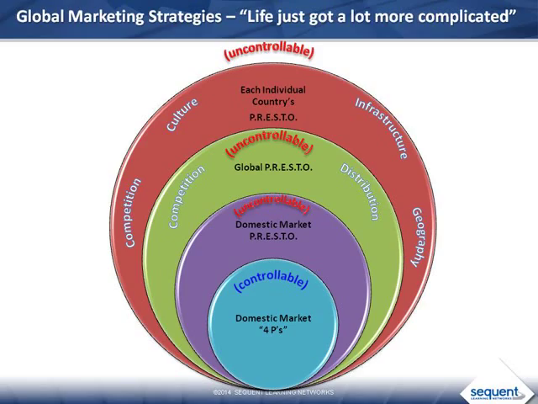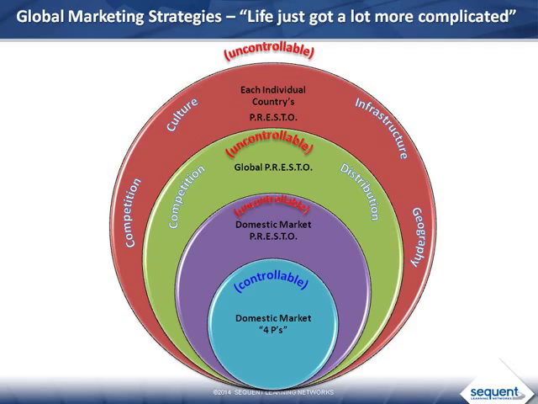But unfortunately, our life just got a lot more complicated. If you'll start with the small blue circle that says domestic market, 4 Ps. The 4 Ps are product, pricing, promotion, and placement or channel. So in our domestic marketplace today, we have control to a large sense on what we do with our 4 Ps. We can change the product.